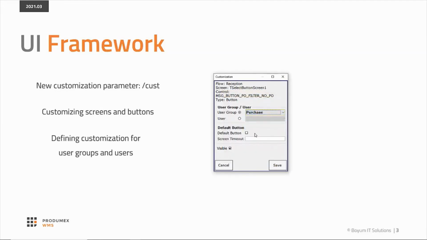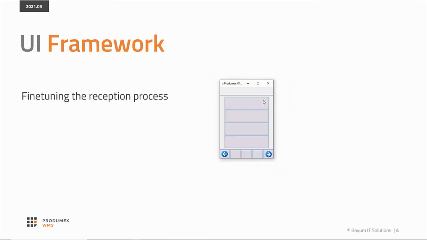You can also set a button to default so that the system automatically proceeds with the button and your users don't have to tap the button when working with the reception flow. For the default button, it's also possible to set a screen timeout so that the system displays the button for the users for the defined interval. Within this interval, the user can tap another button or the flow proceeds with the default button automatically.